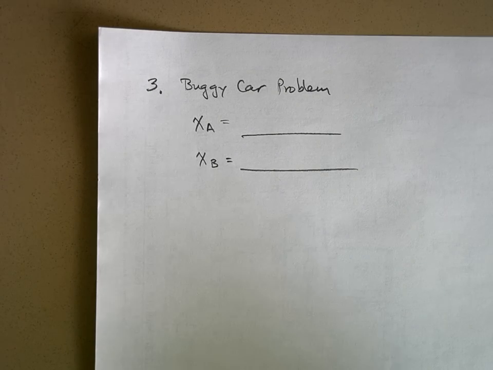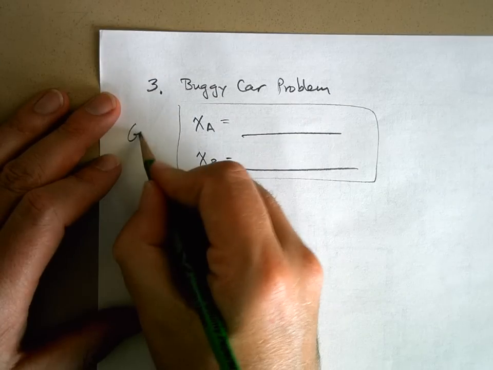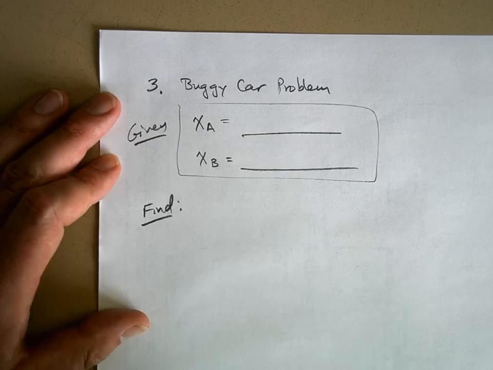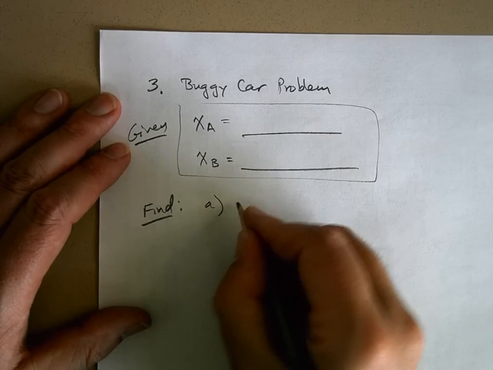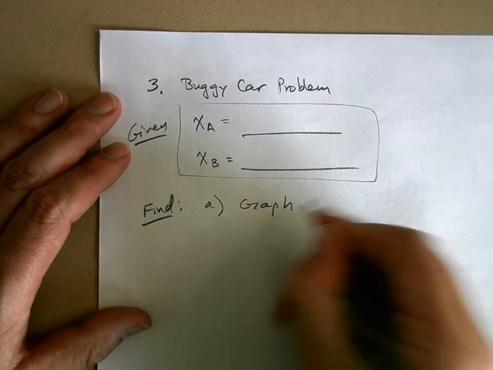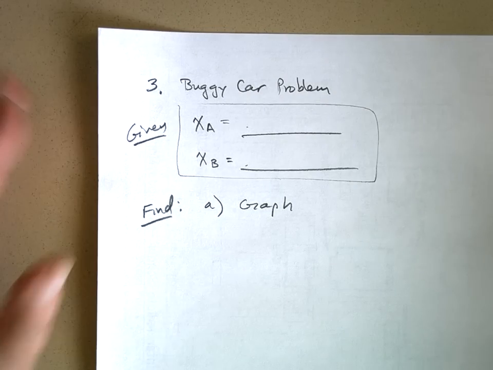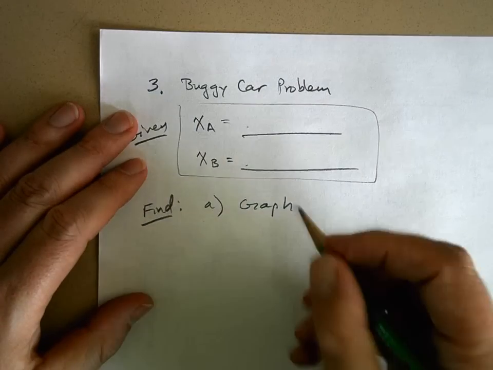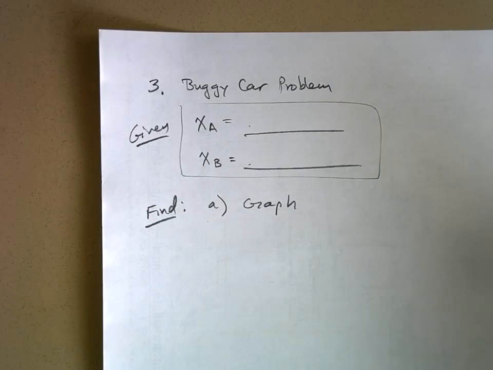So this is what's given. And then what you're going to have to find is, for A, I'm going to ask you to draw a graph. Graph the position of car A and the position of car B as functions of time. And then from that graph, decide when and where they collide or pass each other.